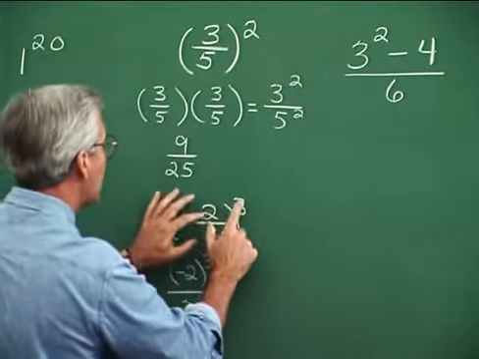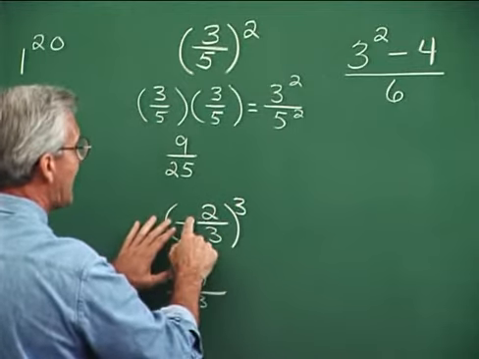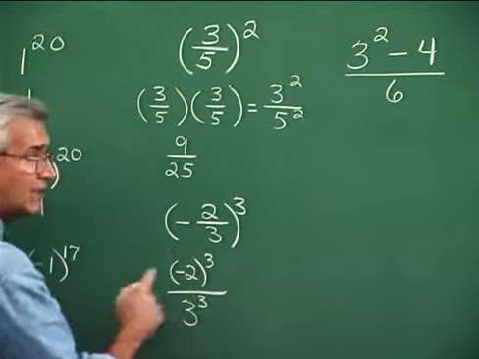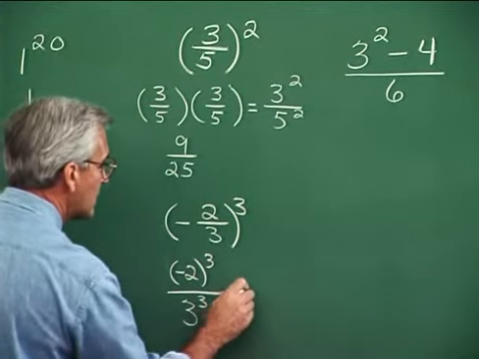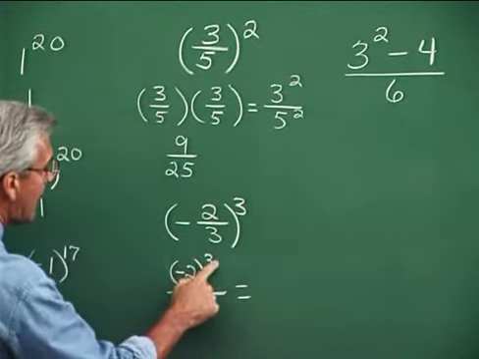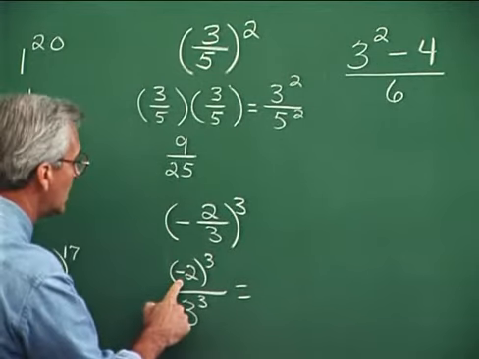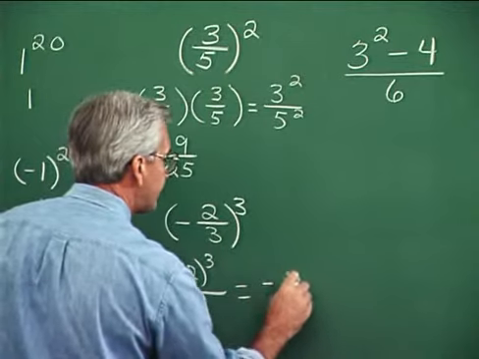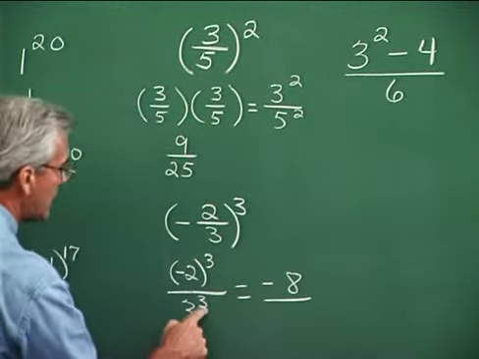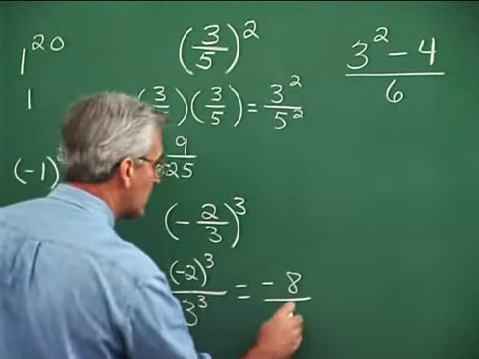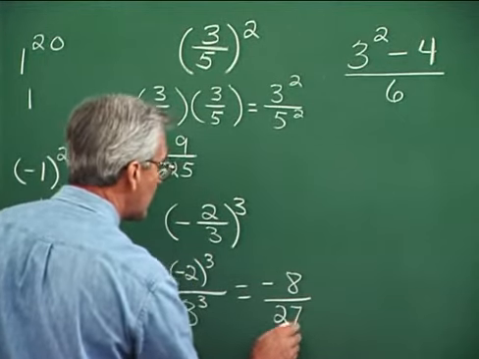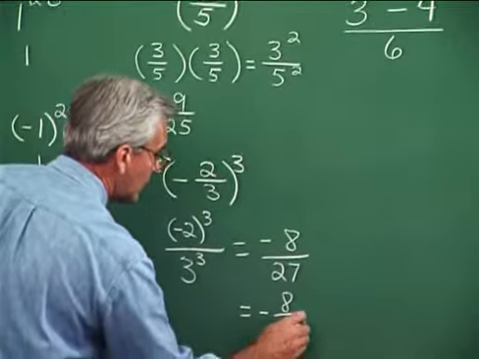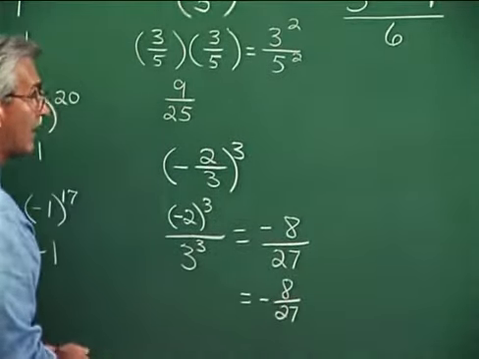Trying to think of 3 factors of negative 2/3 is a lot to keep track of. This is a little bit less to keep track of and will give us an answer of, well, let's see, 3 factors of a negative, that's a negative result. 2 cubed is 8, so it's negative 8 over 3 cubed. 3 times 3, 9 times 3, 27. So negative 8 over 27, or the negative of 8/27, if we float that minus sign back to the sign of the fraction.